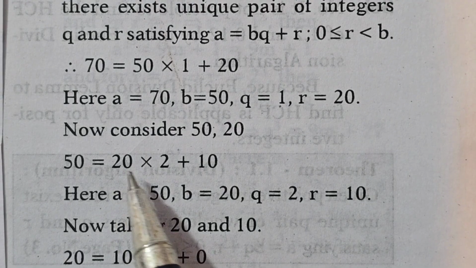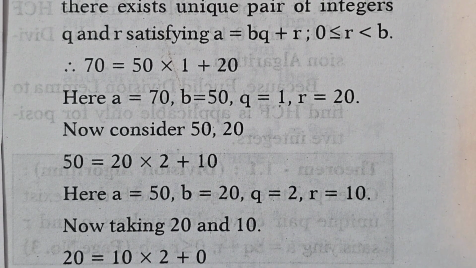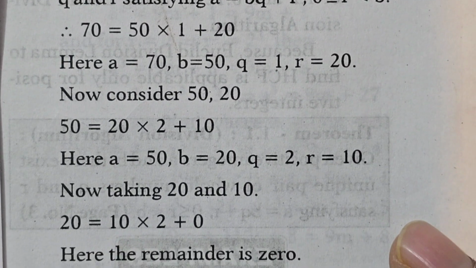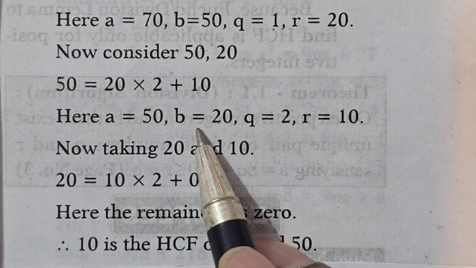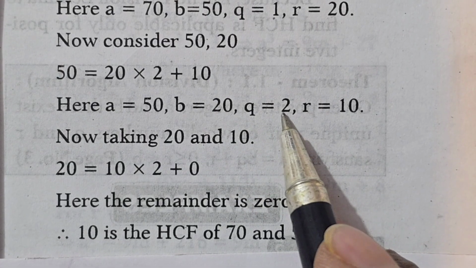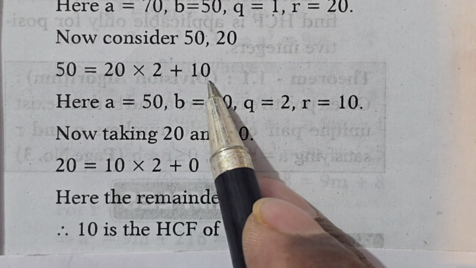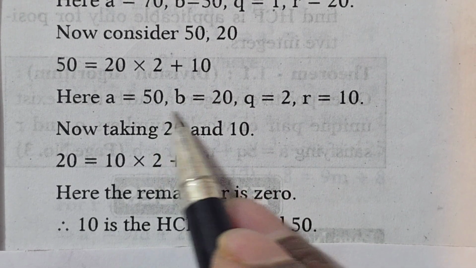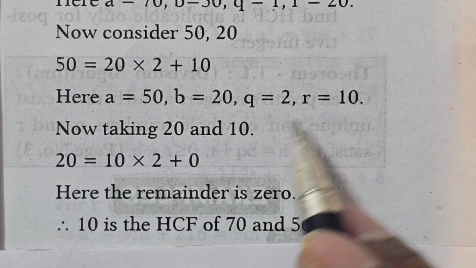Now take again this 20 and 10. Now a is equal to 50 here and b is 20, q is equal to 2 and r is equal to 10. This is the q value and r value. Now take this 50 and 20 and the remainder is 10.